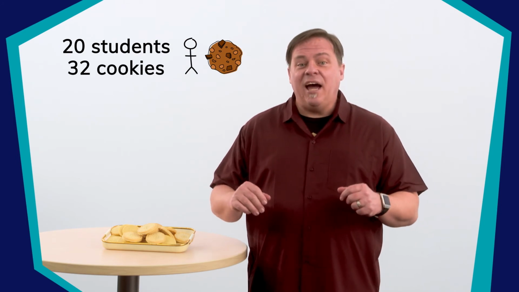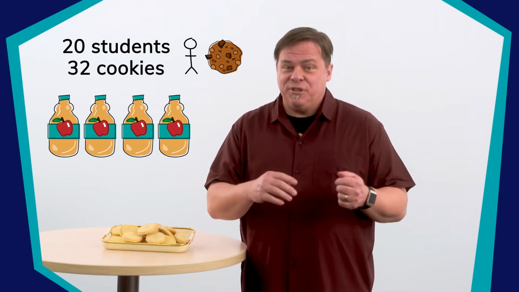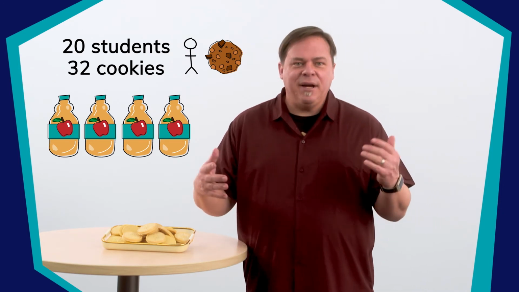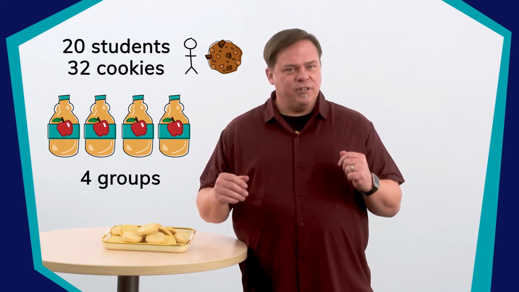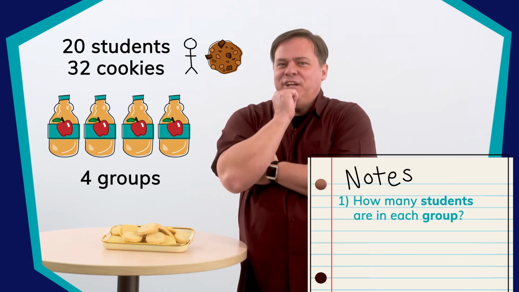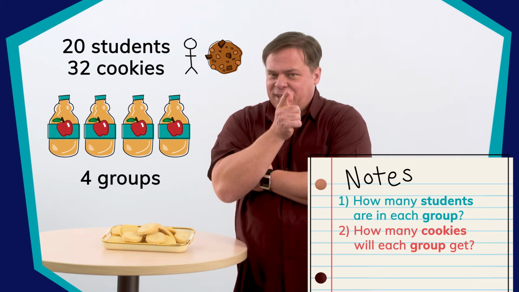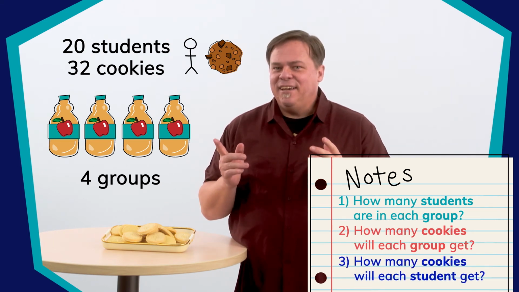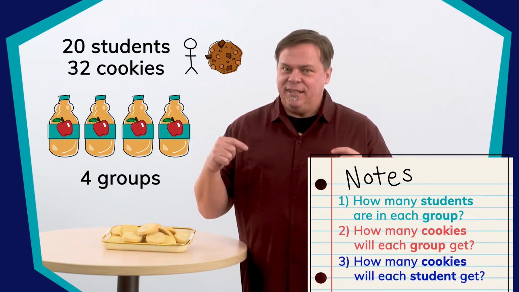Let's wrap things up with one more problem. Imagine that I'm going to give these cookies to my class. I have 20 students in my class, and I have 32 cookies to give them. I have 4 jugs of juice to go with the cookies. So I put my class into 4 groups. First, how many students are in each group? Then we want to know how many cookies will each group get. Finally, how many cookies will each student get?